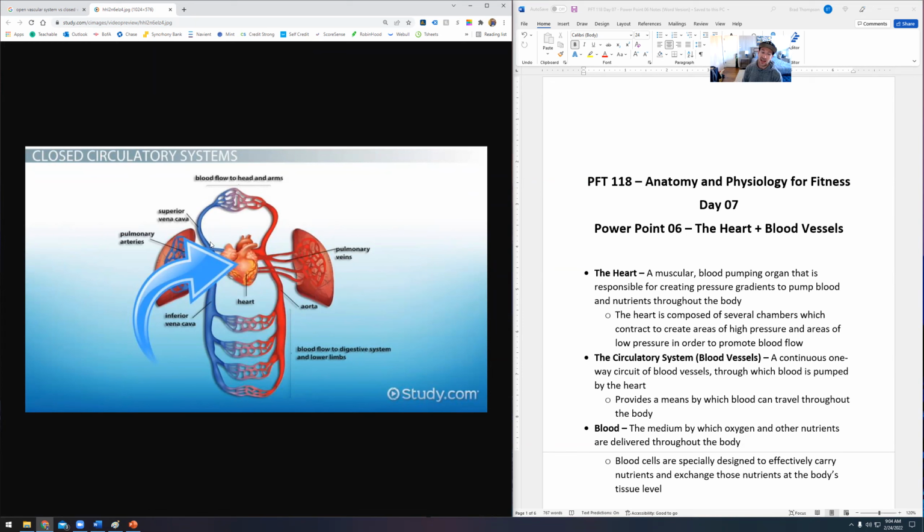And the advantage to that is that we are very good at creating areas of high pressure and very good at creating areas of low pressure. That allows us to pump blood continuously around our body, and it makes it very easy for us to regulate things like body temperature. But not every animal has that.